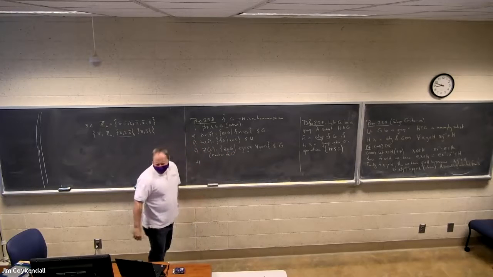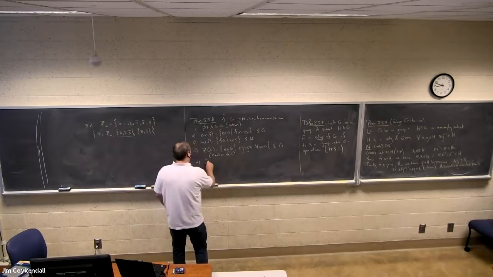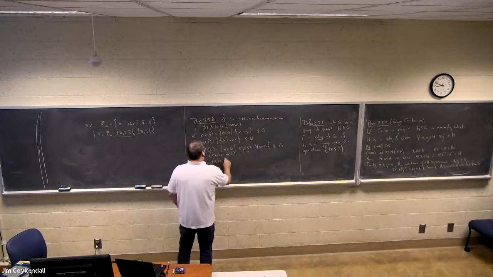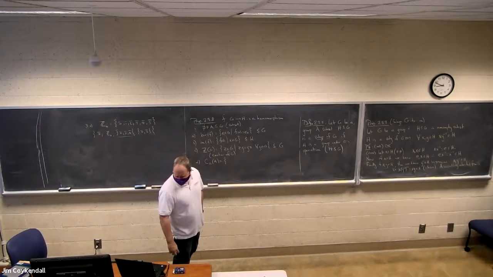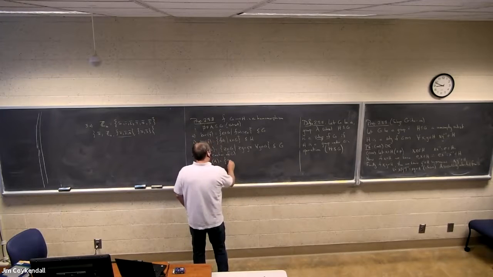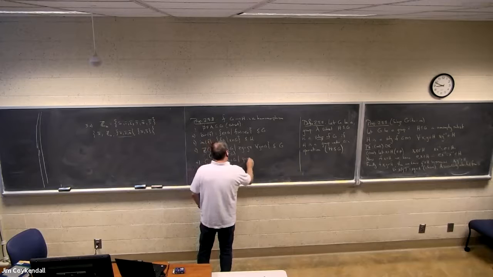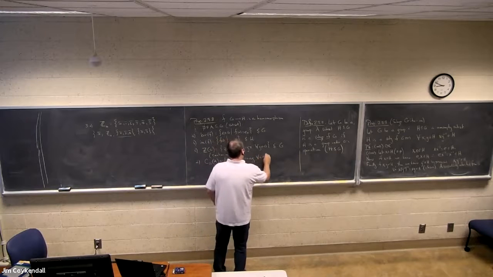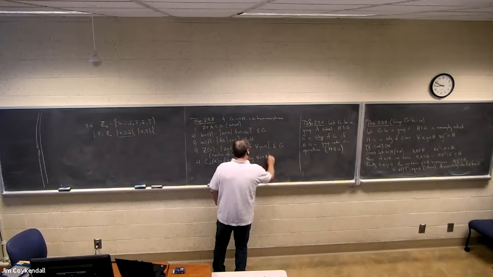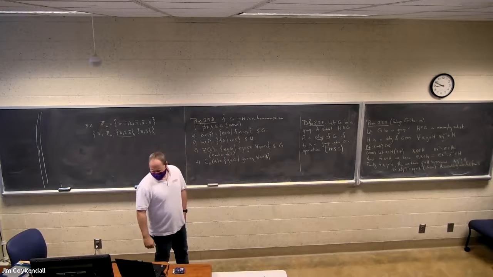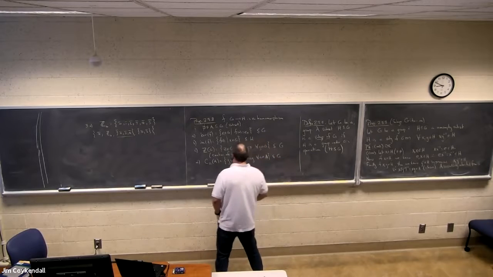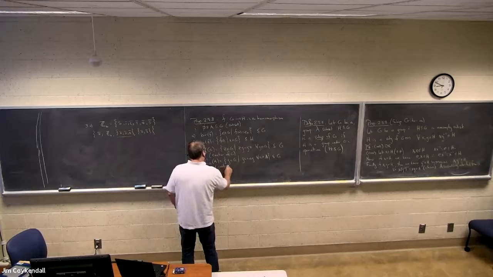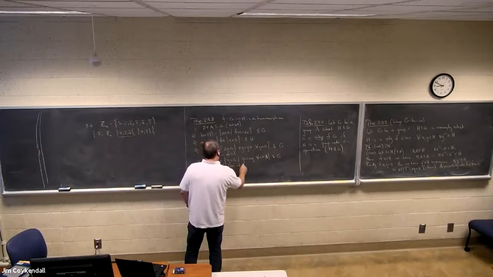D, C of G of A. This is the collection of everything in G that commutes with everything in A. G A equals A G for all A in A. And this is a subgroup of G, and this is called the centralizer of A in G.